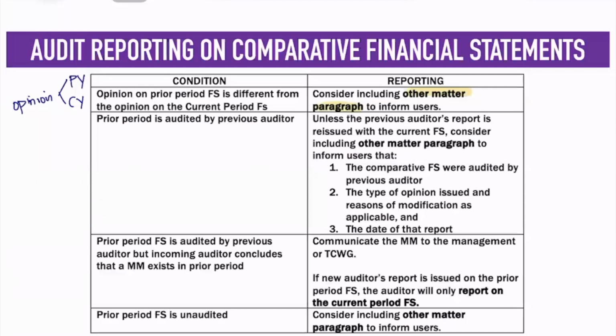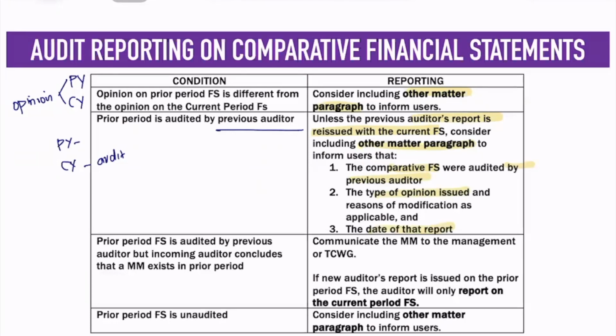How about if the prior year was audited by a previous auditor, and the current year you audit it? Unless the previous auditor's report is reissued with the current FS, you again provide an other matter paragraph that the comparative FS were audited by the previous auditor, the type of opinion issued with that comparative FS, and the date of that report.